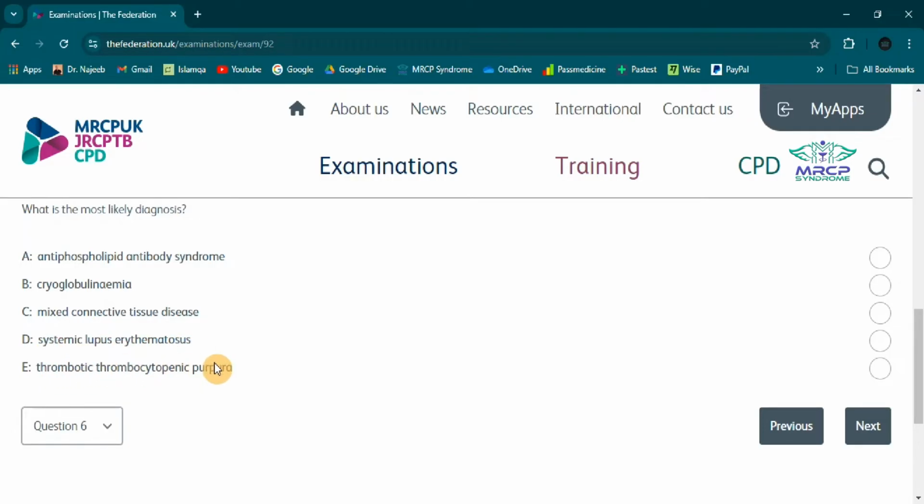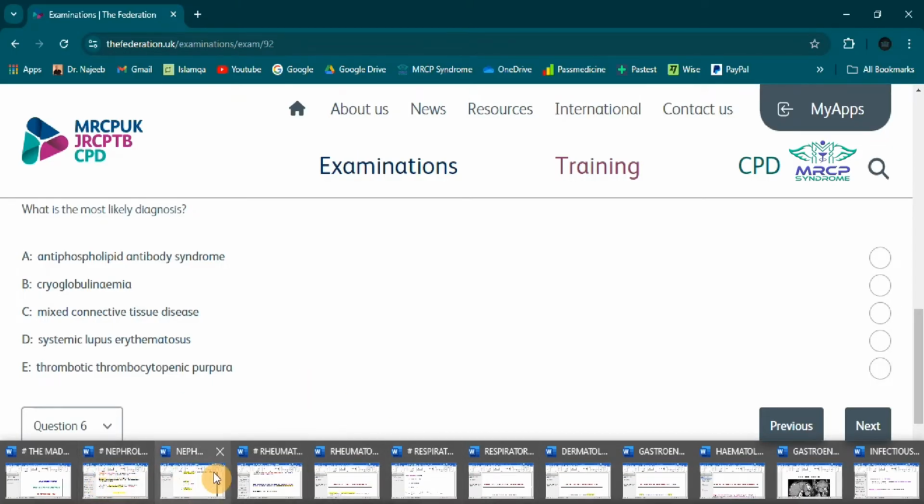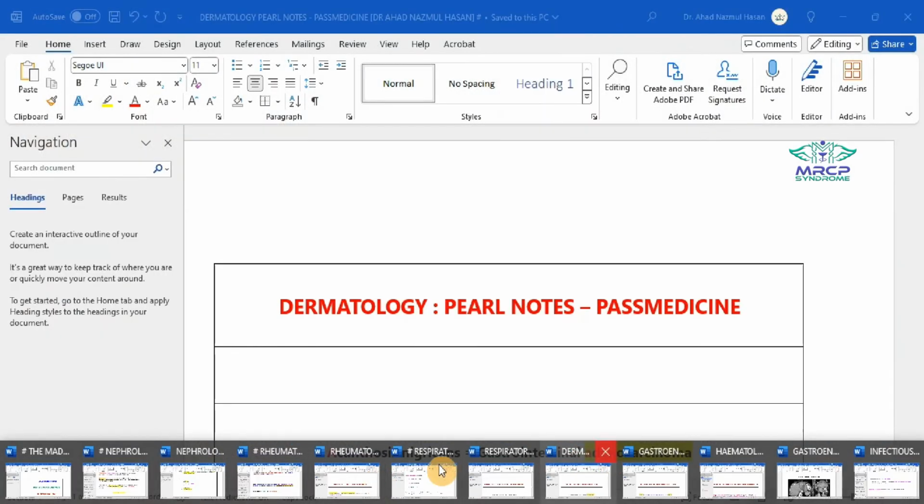So thrombotic thrombocytopenic purpura, it will come up with the triad. So what are the triad of TTP? Sorry, not the triad, it will come up with the pentad. ITP will come up with the triad, TTP will come up with the pentad. So what will be the triad of HUS? Sorry, not ITP, HUS, triad of HUS.